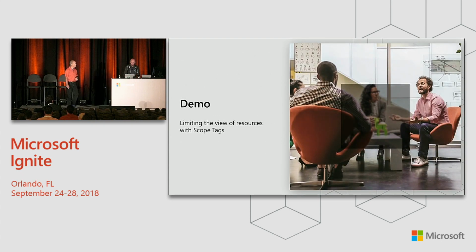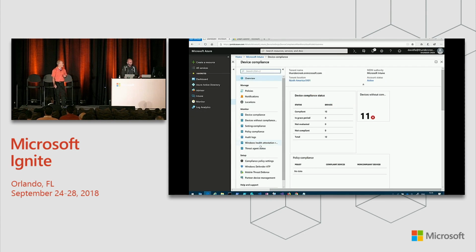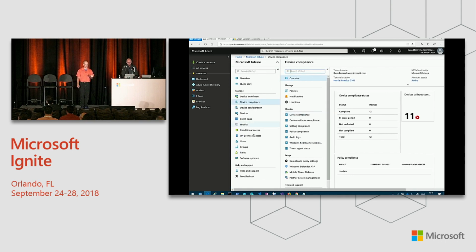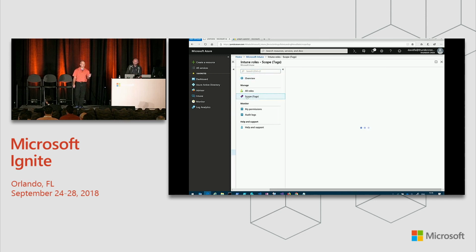If we go back to our demo machine, 5, not 2. 7. 7. All right, so we're here in the console, and the first thing that we're going to go do is go down to Roles. And under Roles, you'll see a new menu item, Scope Tags.